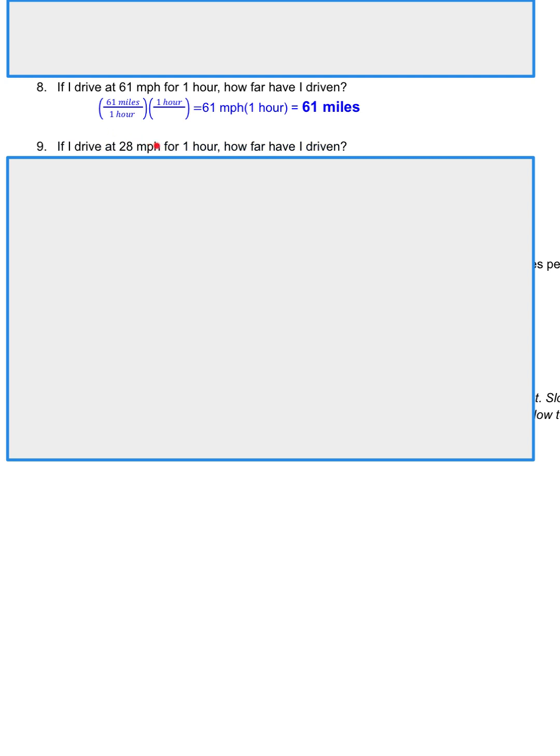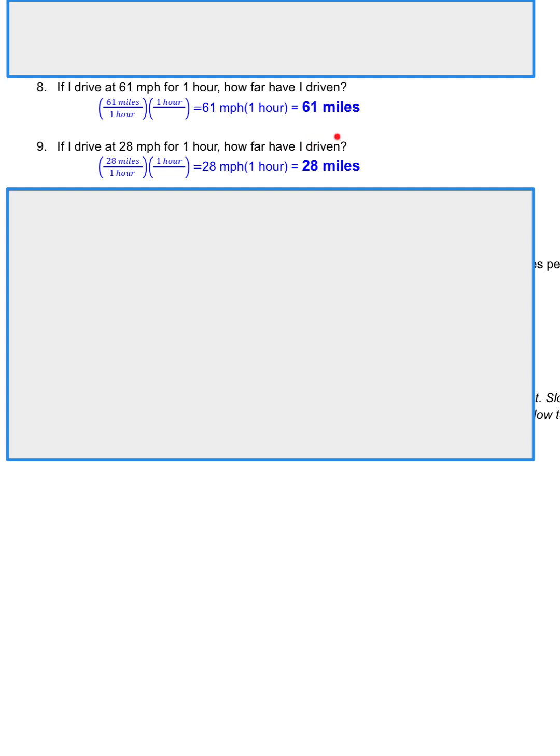Let's extend this idea then to driving 61 miles an hour for an hour. Again, how far have I driven? But now you should be able to tell us that that's 61 miles. At 28 miles an hour for an hour, then I've driven 28 miles. What if I drive 60 miles an hour for 7 hours? Then how far have I driven?